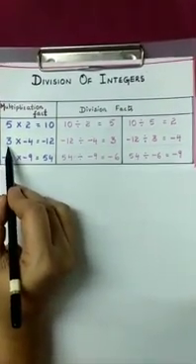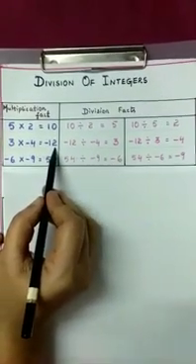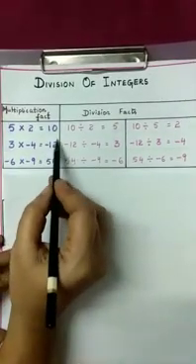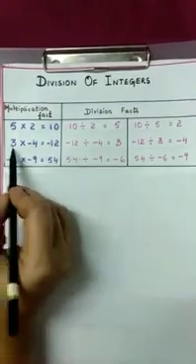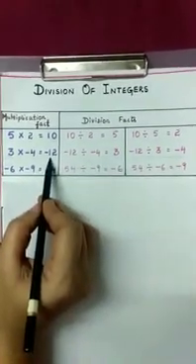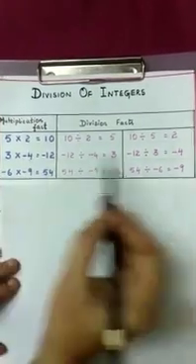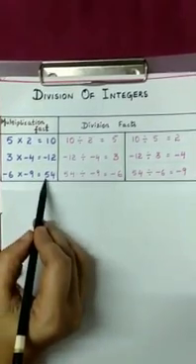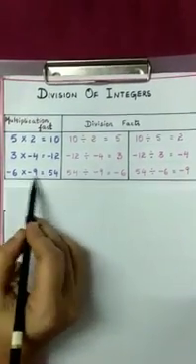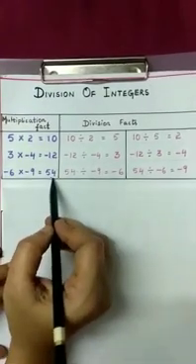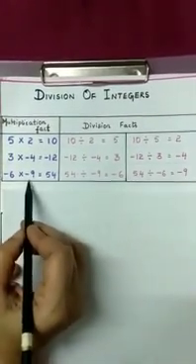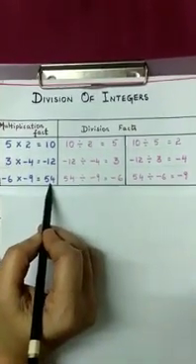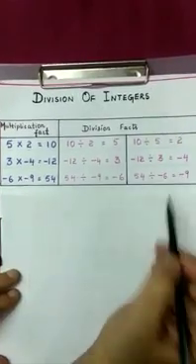Second example you see. 3 into minus 4 is equal to minus 12. Plus into minus, minus 3 4s are 12. It is a fact. If minus 12 is divided by minus 4, we get 3 as the quotient. The same minus 12, if you divide by 3, we get minus 4 as the quotient. Now see the third example. Minus 6 into minus 9 is 54. Minus into minus plus, 6 9s are 54. It is also a fact. If you divide this 54 by minus 9, we get minus 6 as the quotient. If you divide the same 54 by minus 6, we get minus 9 as the quotient.